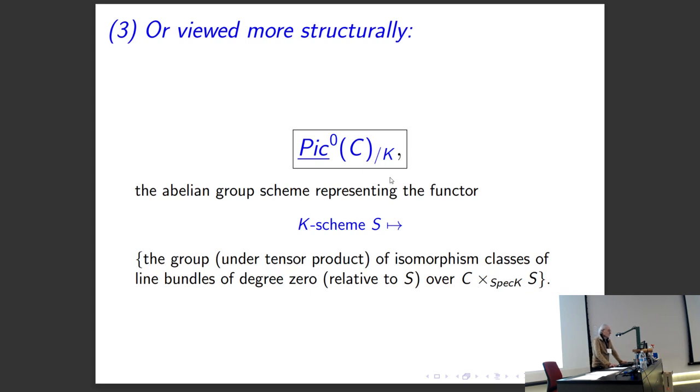Or it could be viewed more structurally as Pic naught of C over K. That is to say, it's the abelian group scheme representing the functor that sends any K-scheme S to the group of isomorphism classes of line bundles of degree 0 relative to S over C base change to S.